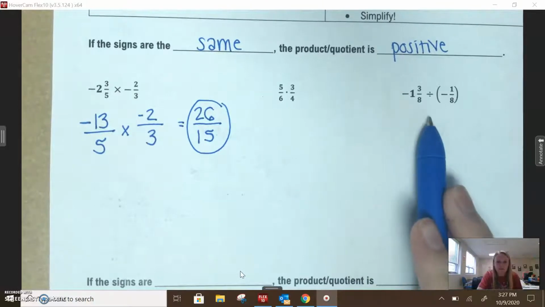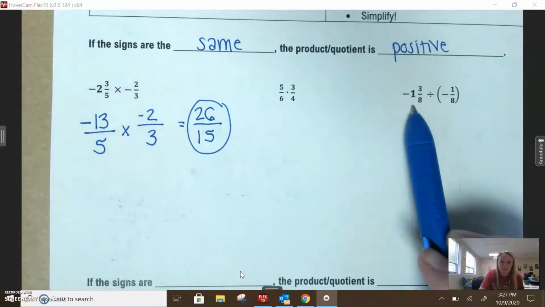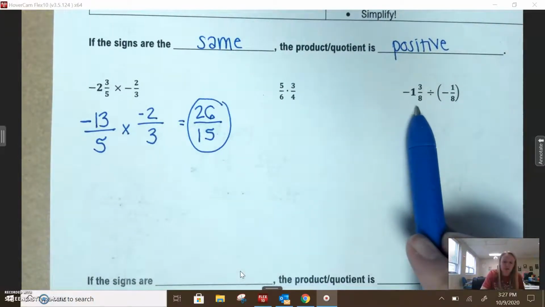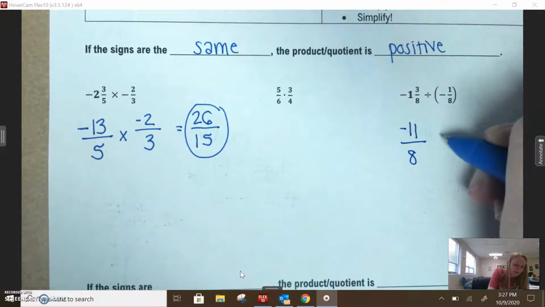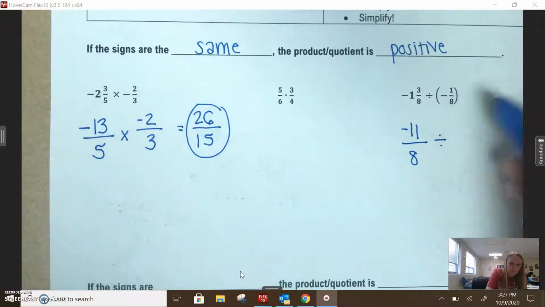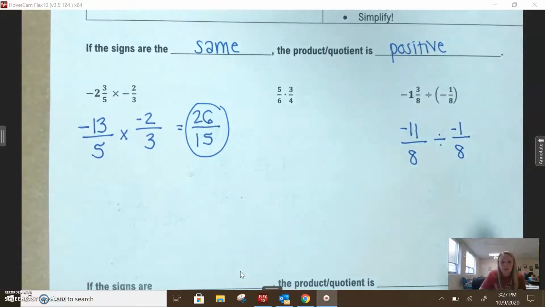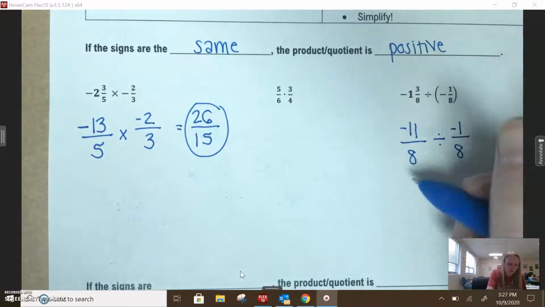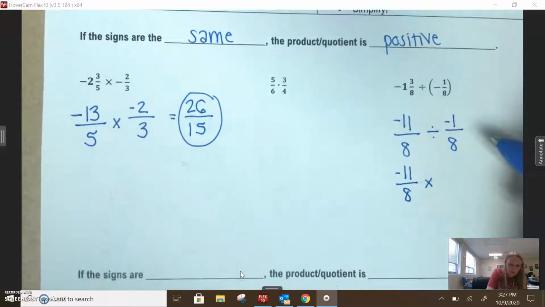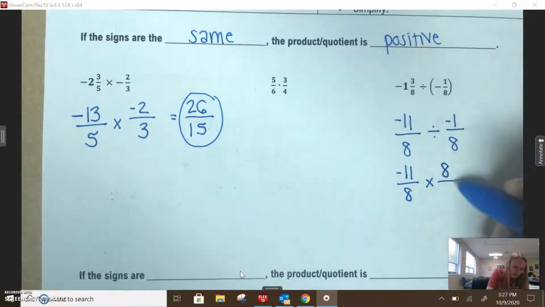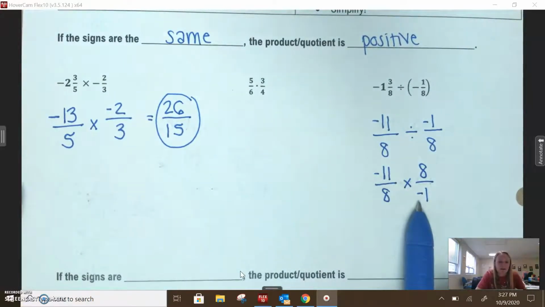So negative 1 3/8 divided by negative 1/8. Once again, we have a mixed number here that needs to be changed to an improper fraction. So as an improper fraction, that would be negative 11 over 8 divided by, remember we're going to put the negative on our numerator, negative 1 over 8. So now we're going to do keep, change, flip, because this is a dividing fractions problem. So keep negative 11 over 8, change the multiplication, and then we're going to flip the 8 and the negative 1.